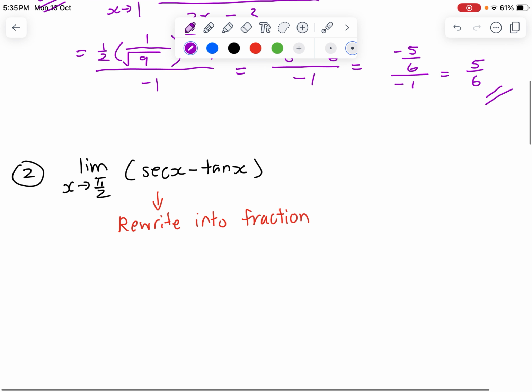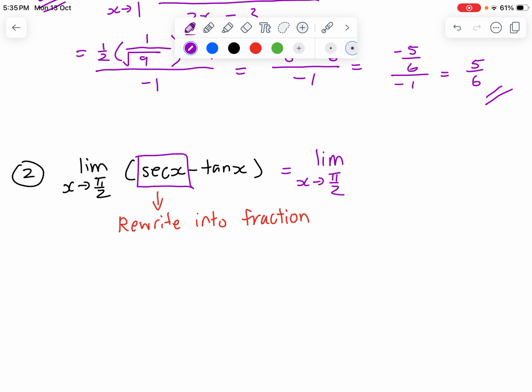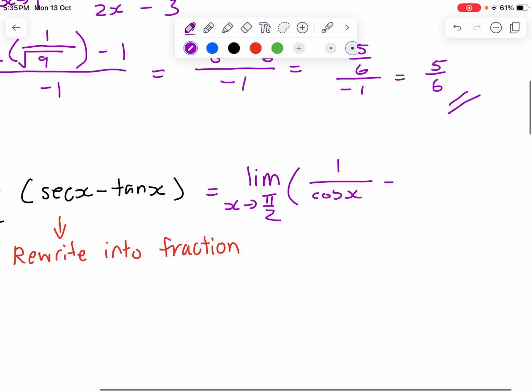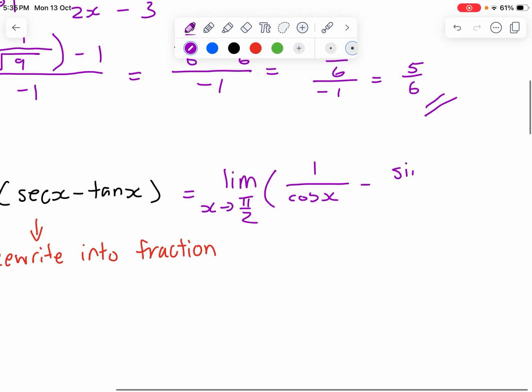So we have to rewrite it into a fraction form before we start. I'm not differentiating, I'm not applying L'Hospital's rule, I'm just algebraically changing the form. What I can do is handle it separately. First I have secant x. To change that into fraction form, remember that secant x is the same as 1 over cosine x, minus tan x, and the fraction form of tan x, remember, is sine x over cosine x.